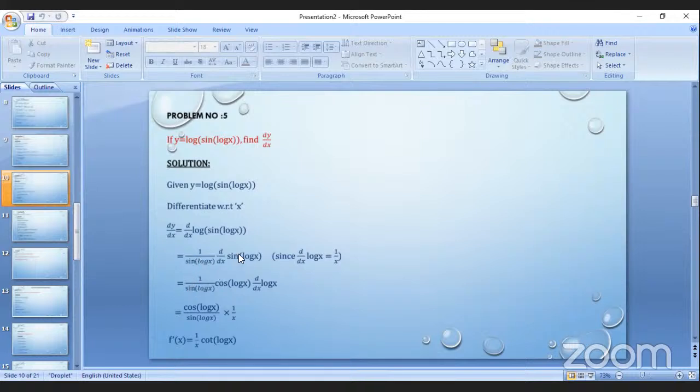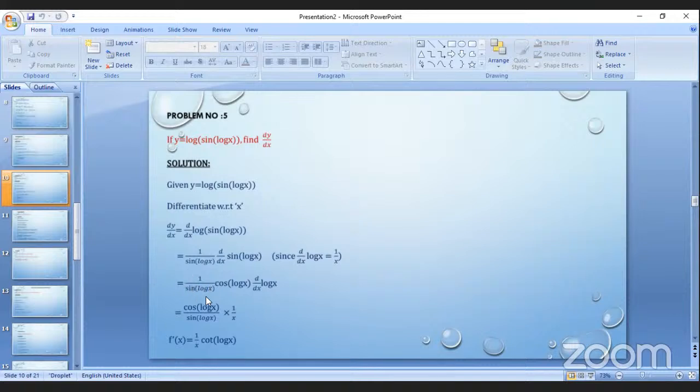Here, observe, sine of log x. Log x is treated as x. Suppose log x is treated as x, sine of x derivative is cos x. In place of x, we write log x. d by dx of sine log x is cos log x, and derivative of the remaining function, log x.